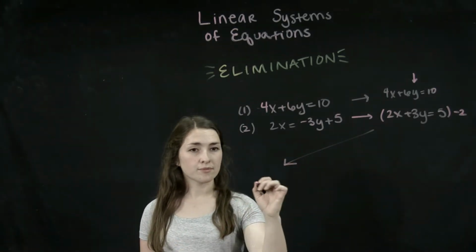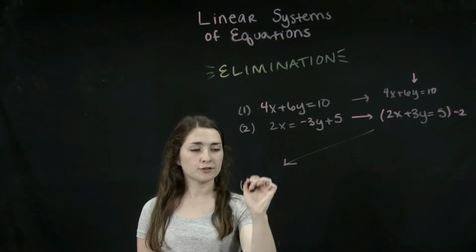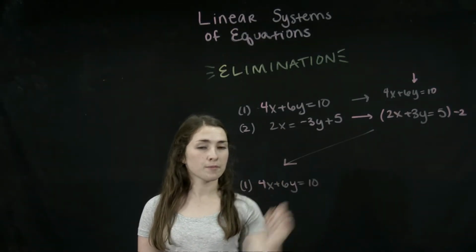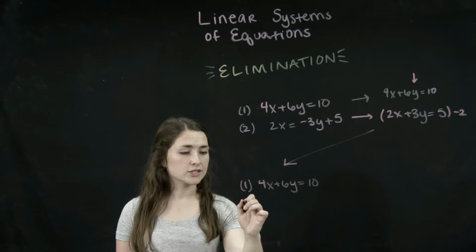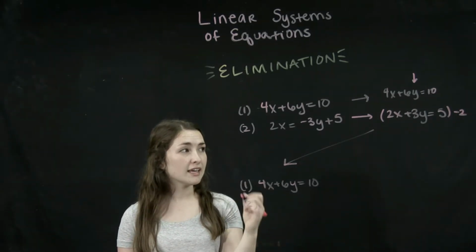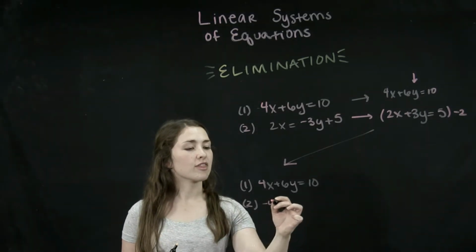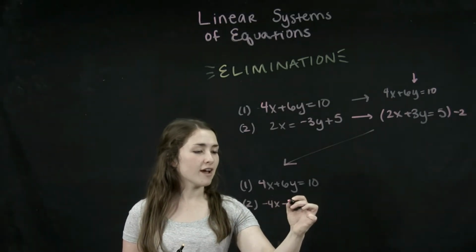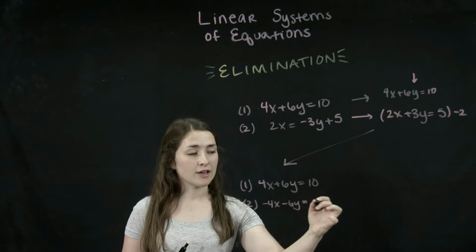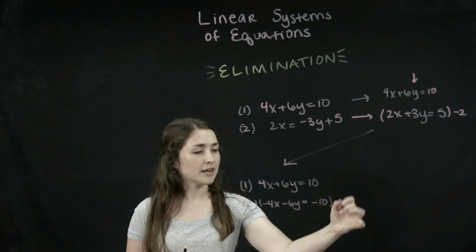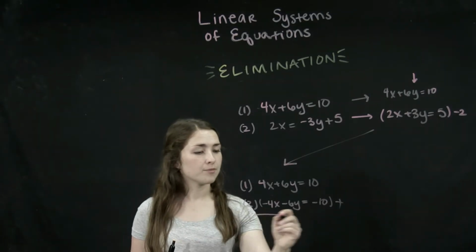We just recopy our first equation, because we're not doing anything to that one right now. And then our second equation, after we multiply every single term in there by negative 2, we're going to end up with this equation: negative 4x minus 6y equals negative 10. And now we can do our eliminating step to get rid of that pesky y.